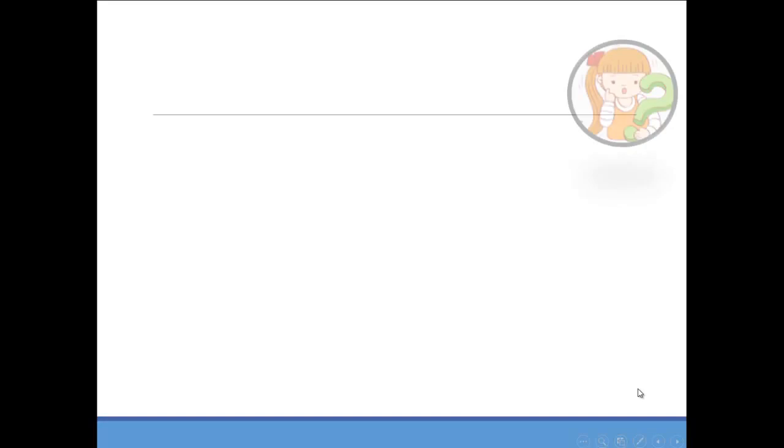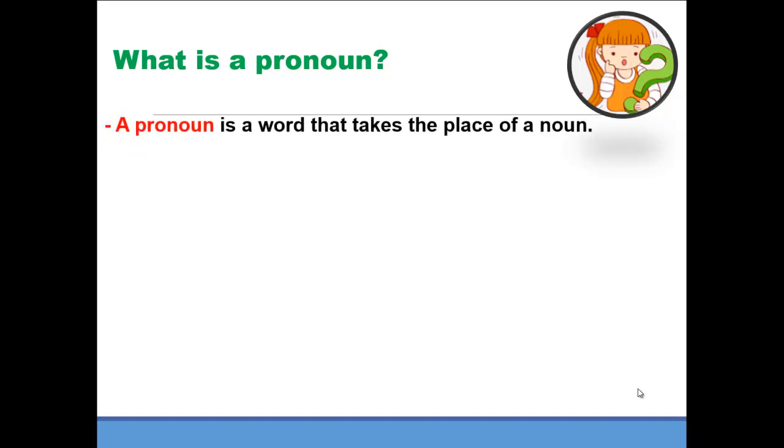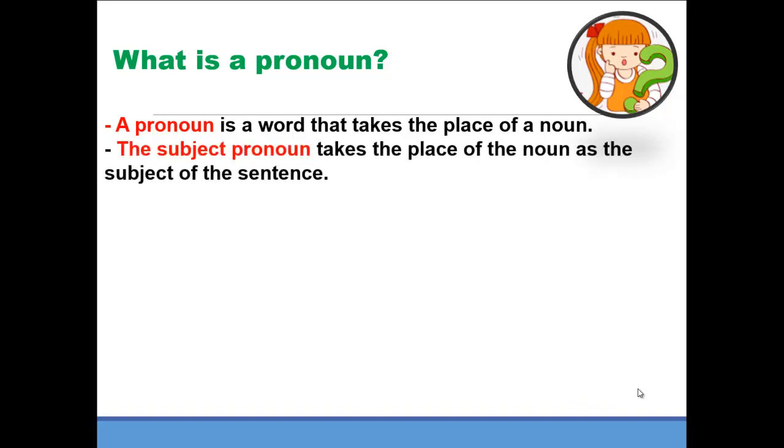And now the question is, what is a pronoun? Before explaining what a subject pronoun is, let's find out about pronouns in general. What is a pronoun? A pronoun is a word that takes place of a noun. So any word that takes place of a noun, what do we call it? We call it a pronoun. The subject pronoun takes place of the noun as the subject of the sentence. So the subject pronoun takes place of the noun which is the subject of the sentence.